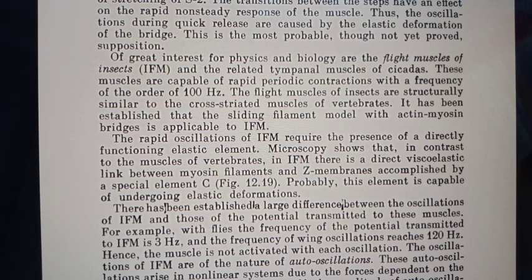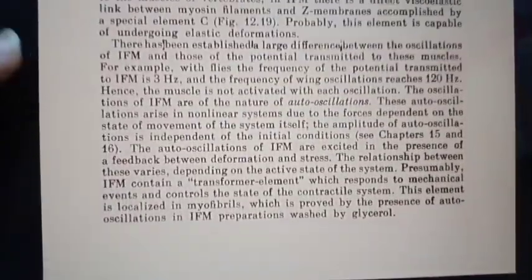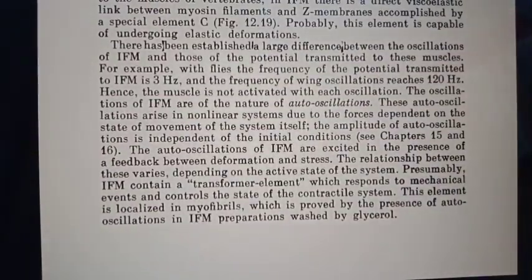There has been established a large difference between the oscillations of IFM and those of the potential transmitted to these muscles. For example, the frequency of the potential transmitted to IFM is 3 Hz and the frequency of the wing oscillation reaction is 120 Hz. Hence, the muscle is not activated by these oscillations.